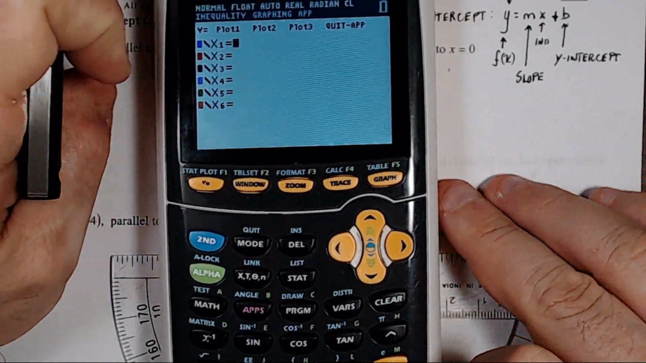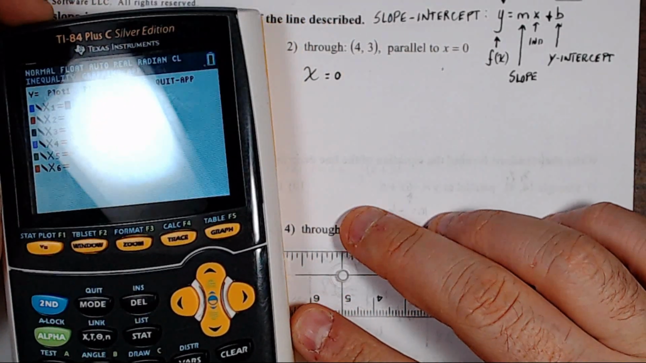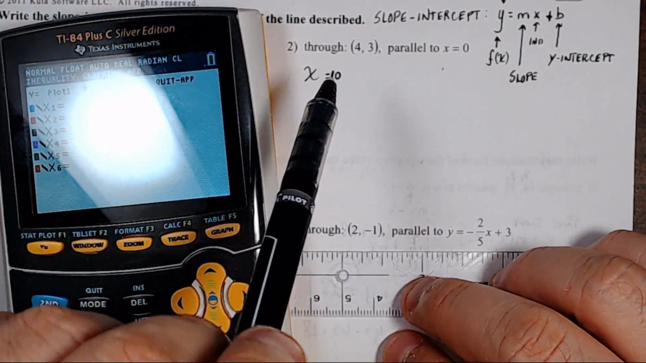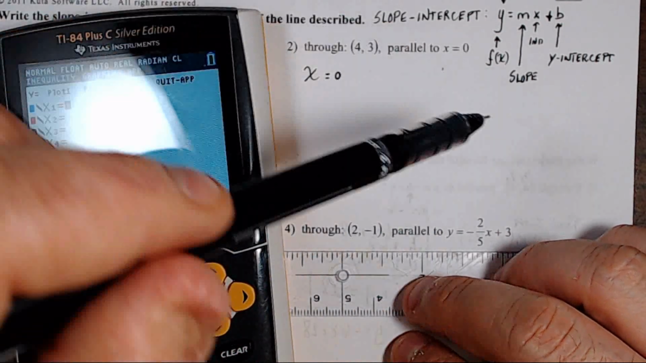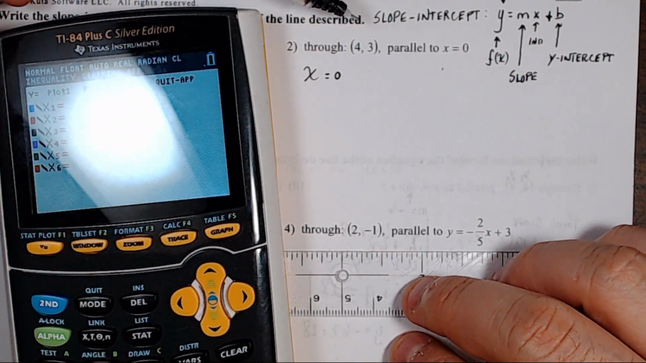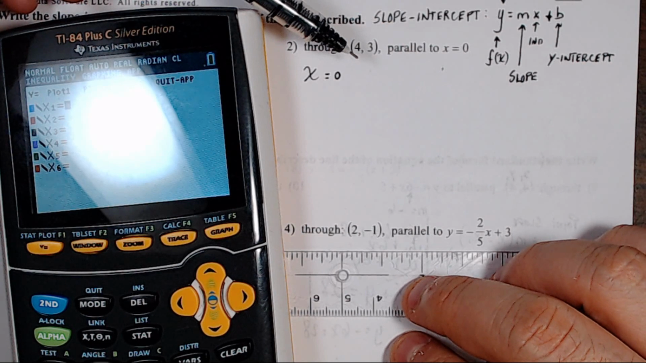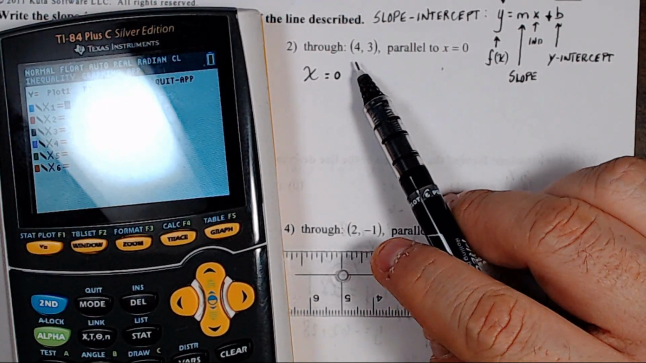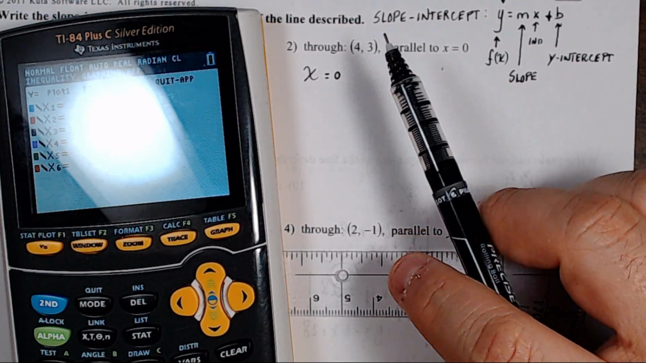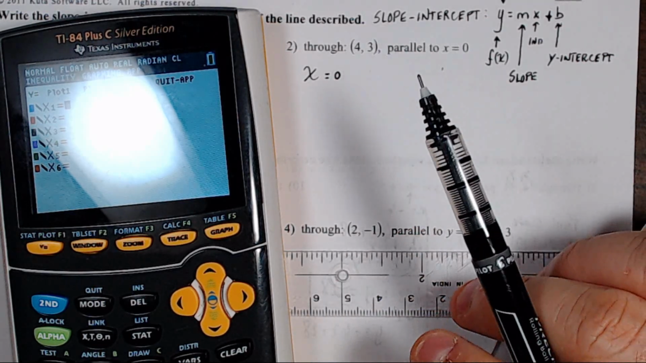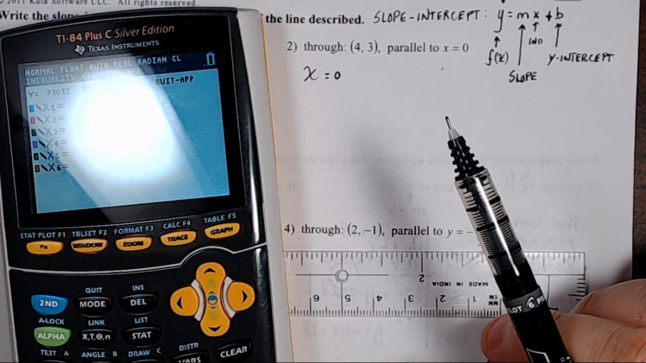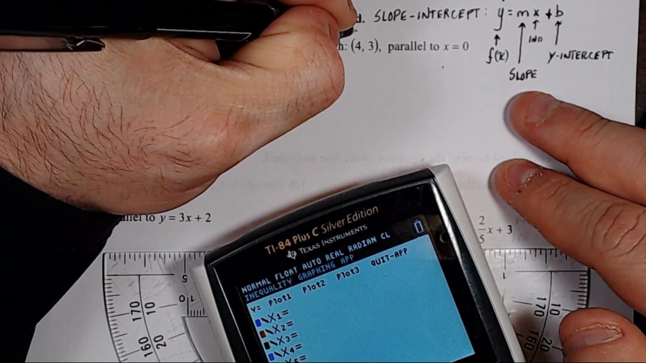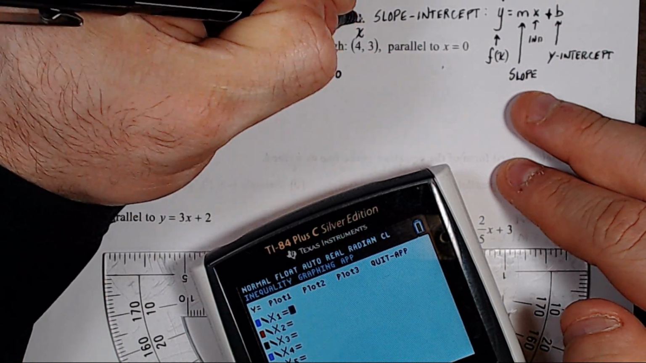Now we are given x equals 0, but if I put 0 there and graph it, you won't see what's going on. So what I want to do is find an equation of a line that is parallel to x equals 0. And we are given the point (4, 3). Which one of these is the x value, the 4 or the 3? The 4, that's right. The 4 is the x value, and the y value is the 3.